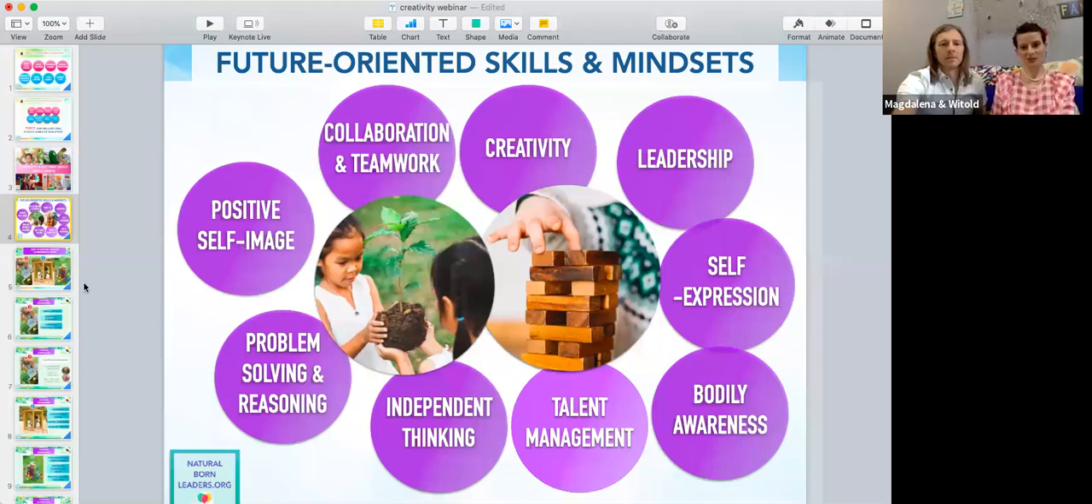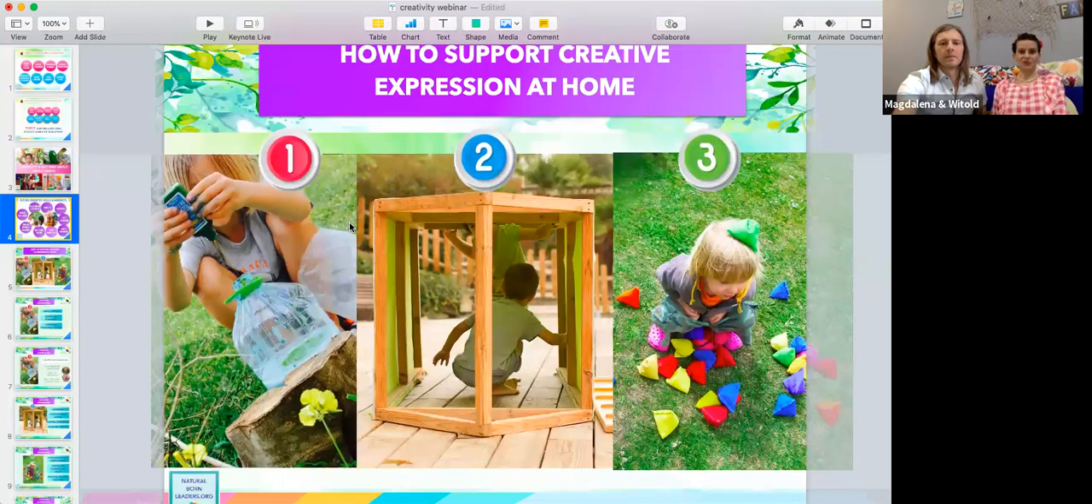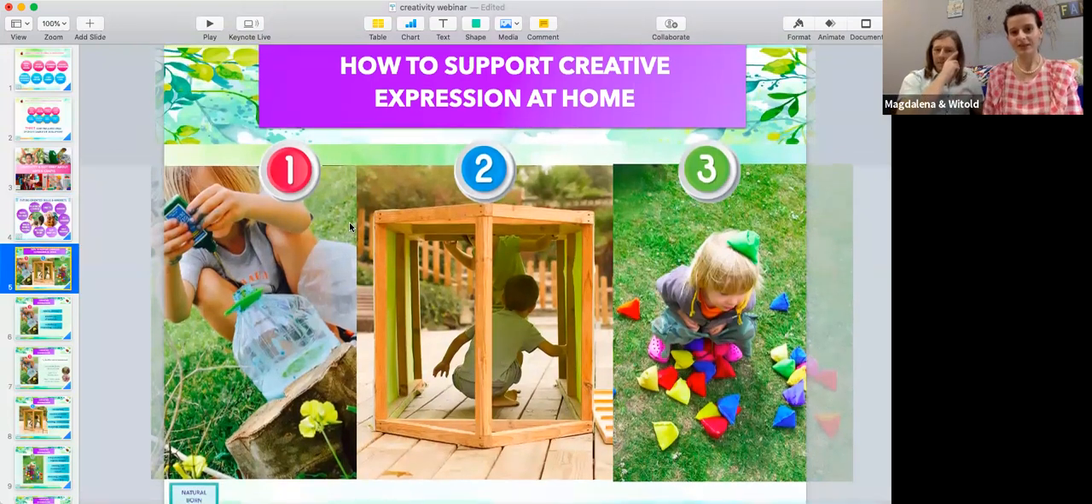So this is actually a very exciting part. Let us show you a few examples. The most important thing is to keep it creative and as unstructured as possible. If you look at these three examples, again, we use some pictures of our son and other children. How are they connected to creative expression?